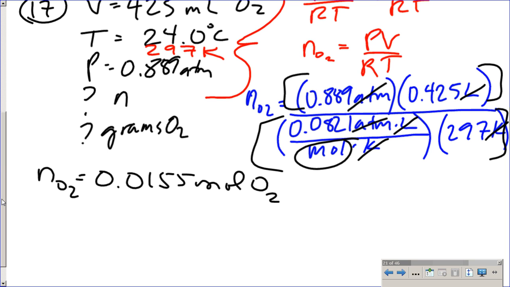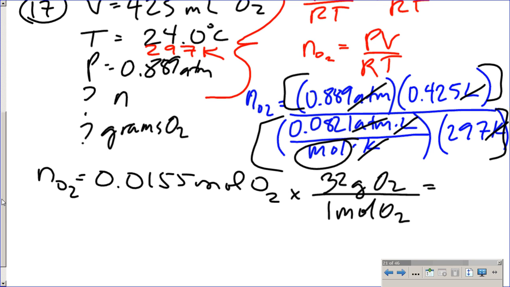What's the molar mass? 32. Thank you, Lord Jesus. Because we keep saying 16 on our papers. It's because we look at oxygen and we don't think about its diatomic nature. It's got two of them, right? So 16 times 2, 32 for oxygen. Okay. So then that times 32 will give us our grams, which is 0.495 grams.